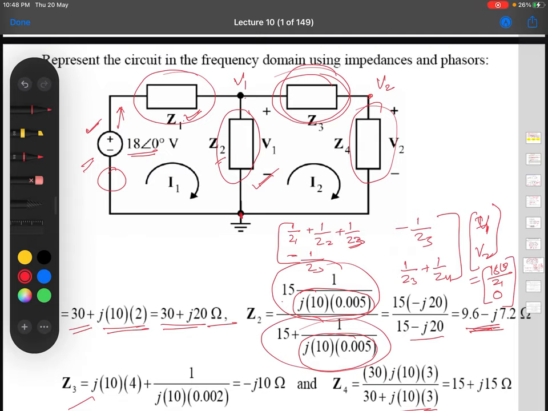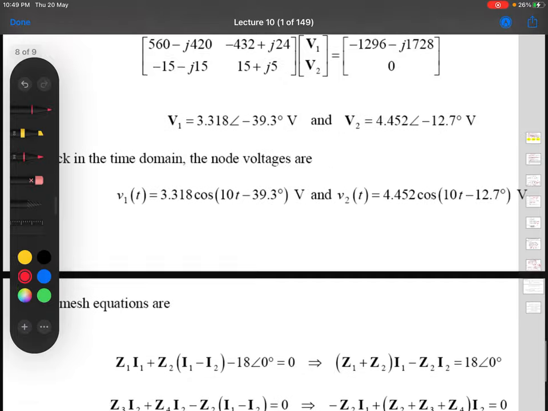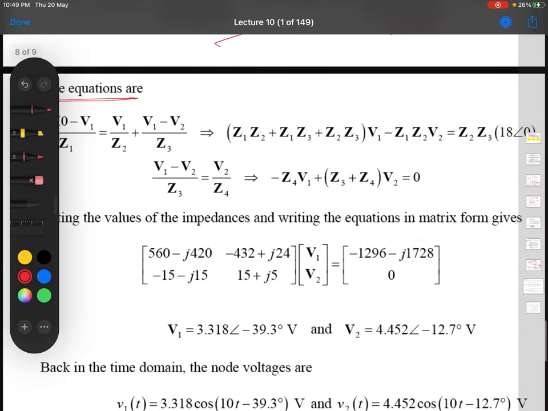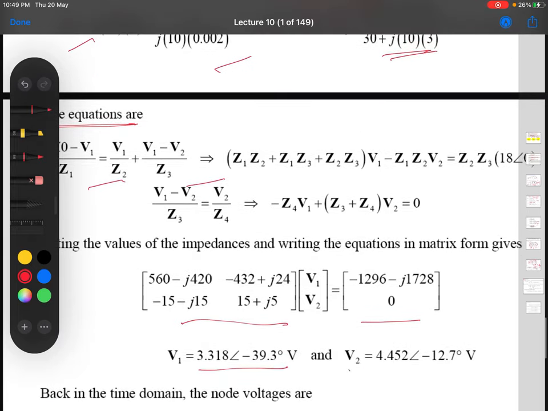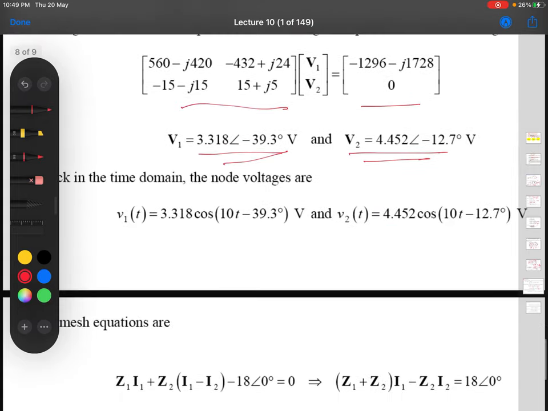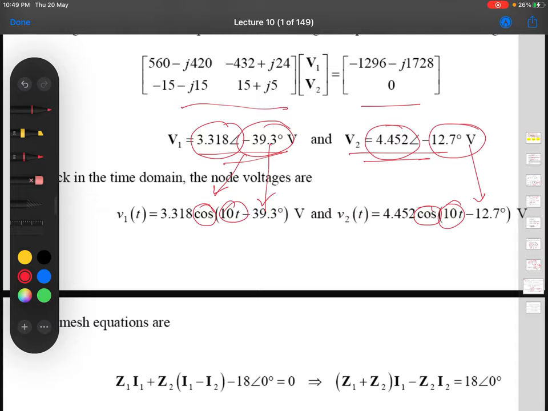If you want, you can write the node equations by inspection and double check your answer with whatever is given over here. This is the equation written in the same form. I don't know if they are exactly the same equations or not, but when you solve the equation by inspection, it should come out the same. And these are the two node voltages. Once I know the angle and the voltage's magnitude, I can convert back into the time domain. This time I have used cos, because cos was my voltage reference. If you take sine as a reference, you write sine. And this 10t is the frequency which we know.